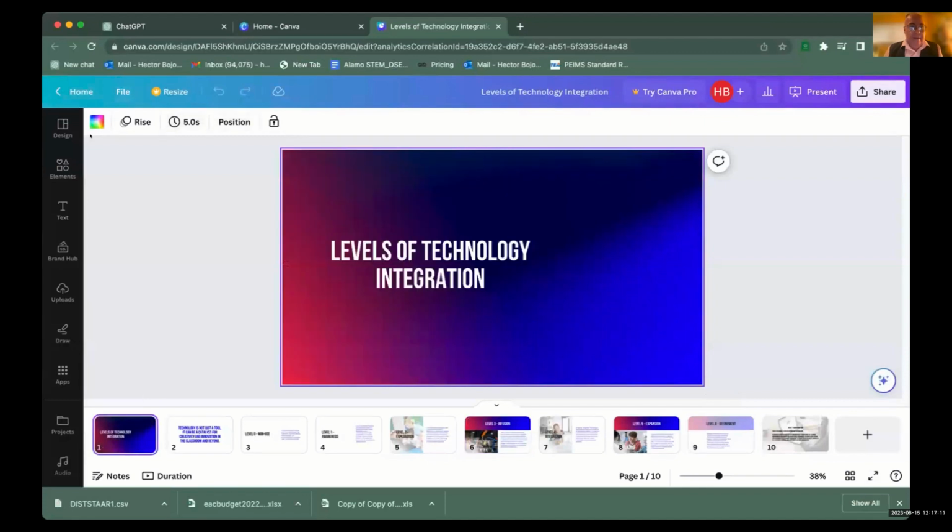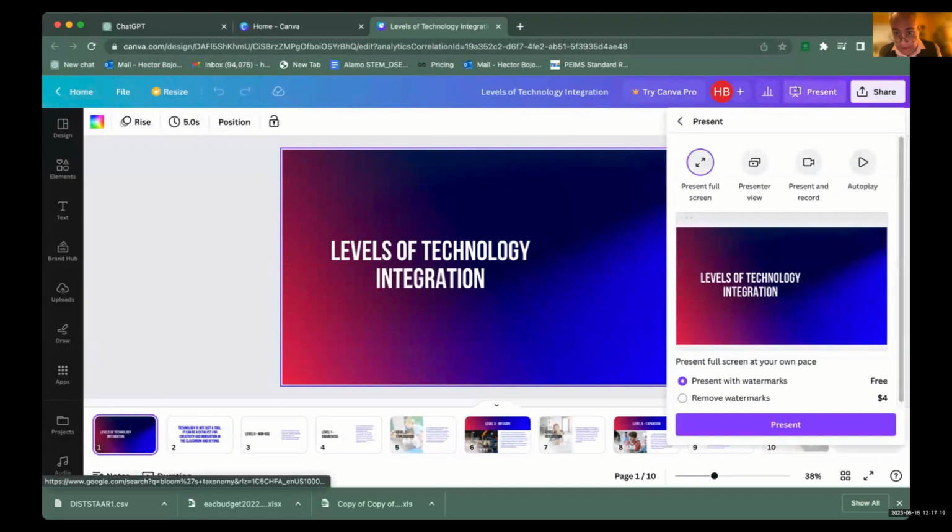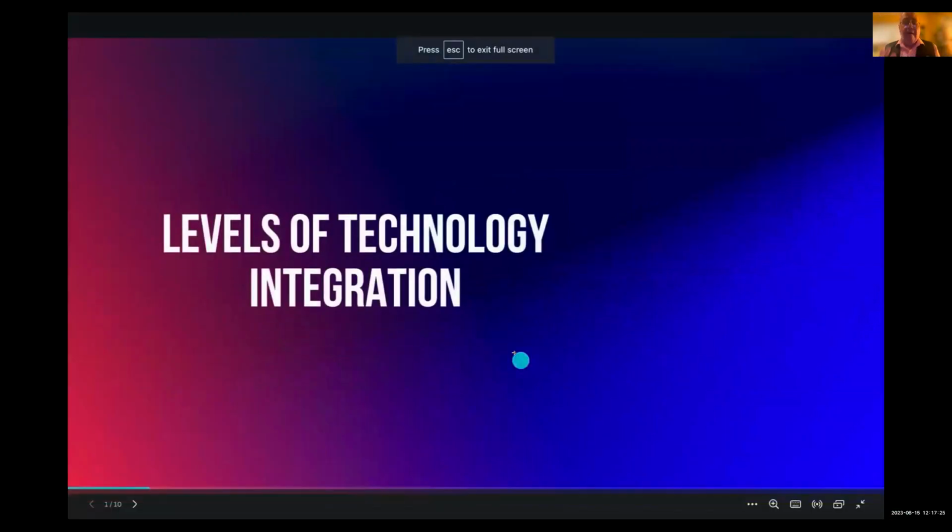And Michelle, I've become the old man. There you go. Yeah, hit present, and then there's the purple button on the bottom. There we go. See, I've become the old man.